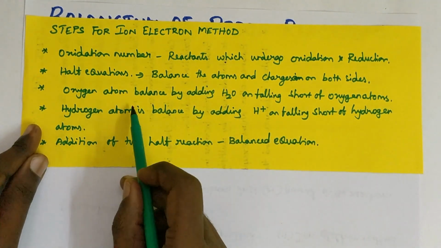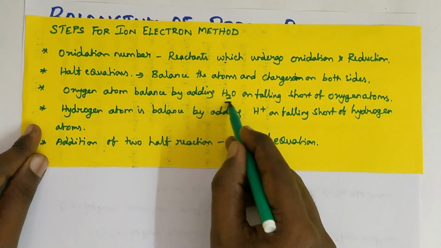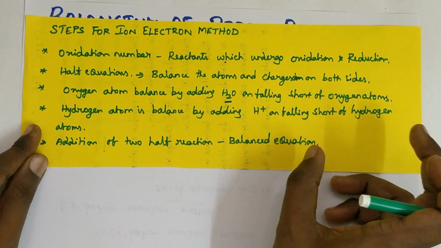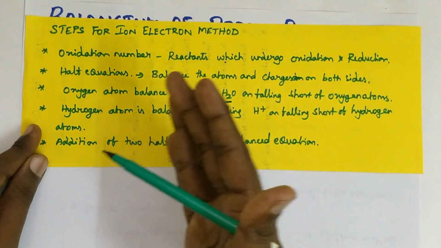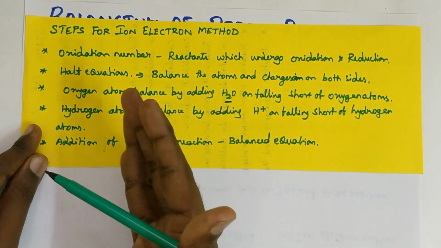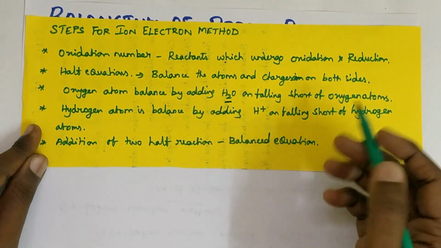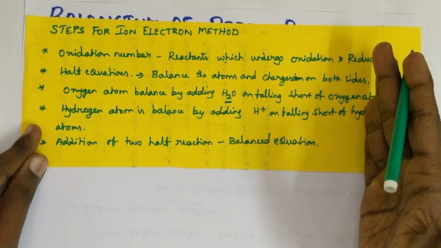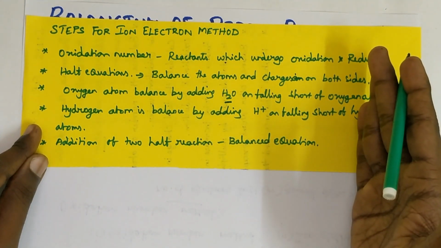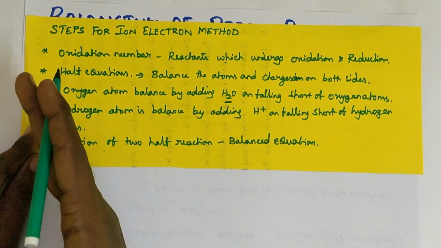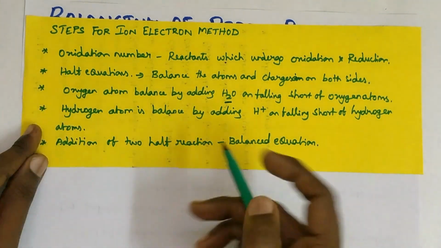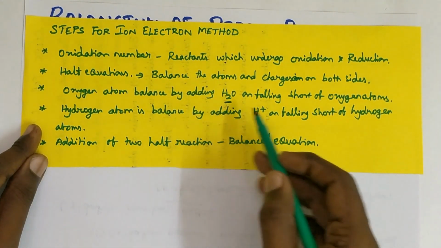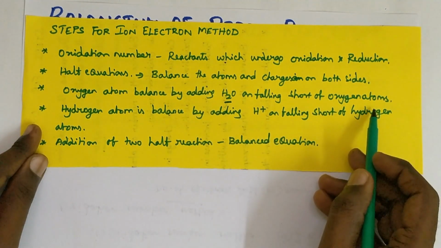And step 3, the oxygen atom is balanced by adding a water molecule on the side falling short of oxygen atoms. Where the oxygen atom is short, either on the left side or right side, you add water there. Suppose oxygen falls short on the right hand side, you have to add water on the right hand side. If oxygen falls short on the left hand side, you have to add H2O on the left hand side.